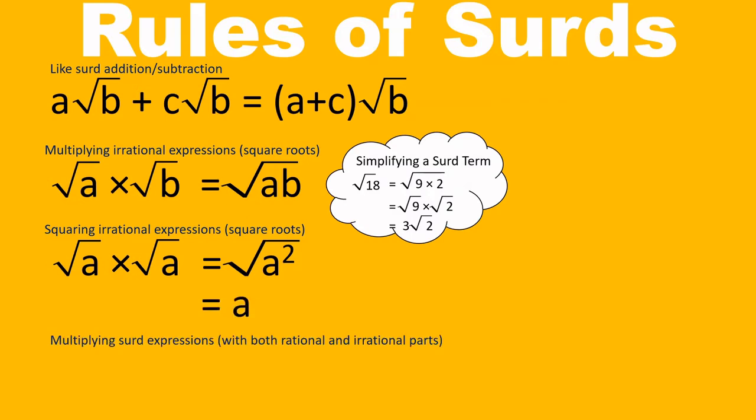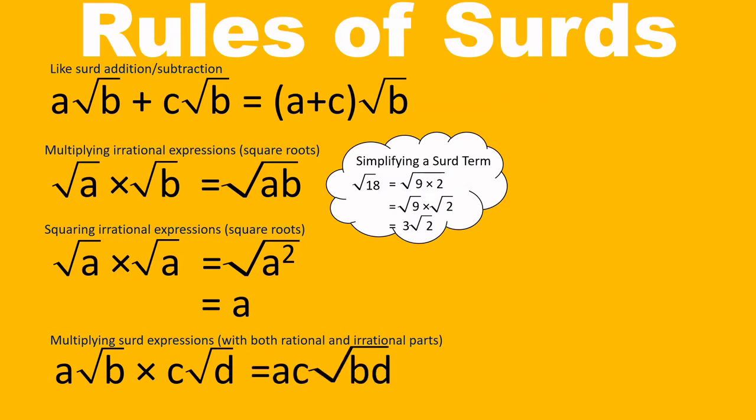Today we're going to be looking at multiplying surd expressions together with both rational and irrational parts. So for example, a root b times c root d. As we've seen before, we can multiply the two irrational parts. So root b times root d will simply be the square root of bd. But we can also multiply the rational parts together. So a times c. Altogether, that makes ac root bd.